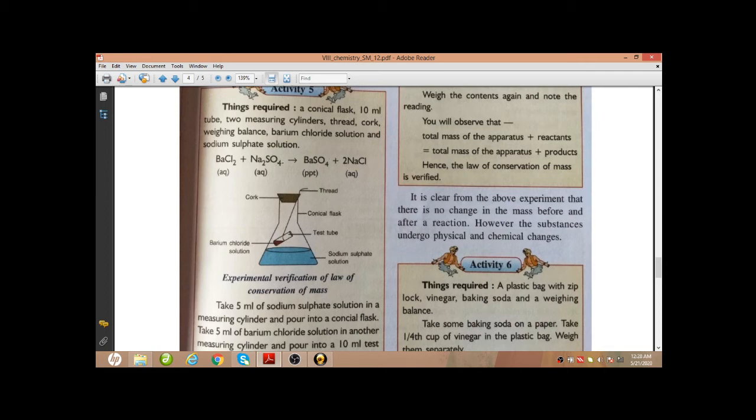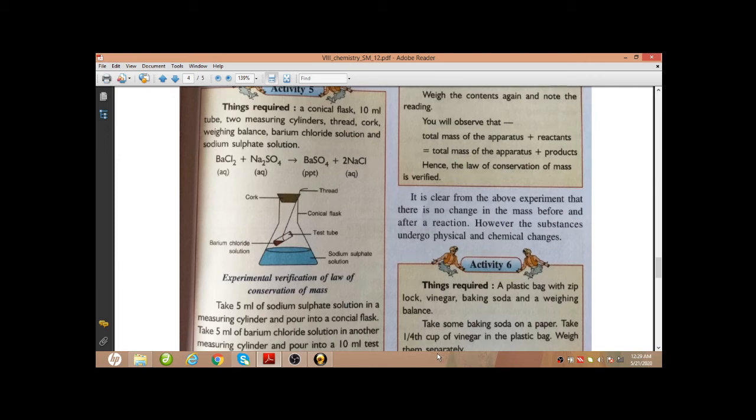the mass of the system before the reaction and the mass of the system after the reaction will be equal. That means the total mass of the apparatus plus the reactants is equal to the total mass of the apparatus plus the products. That means the law of conservation of mass is verified.